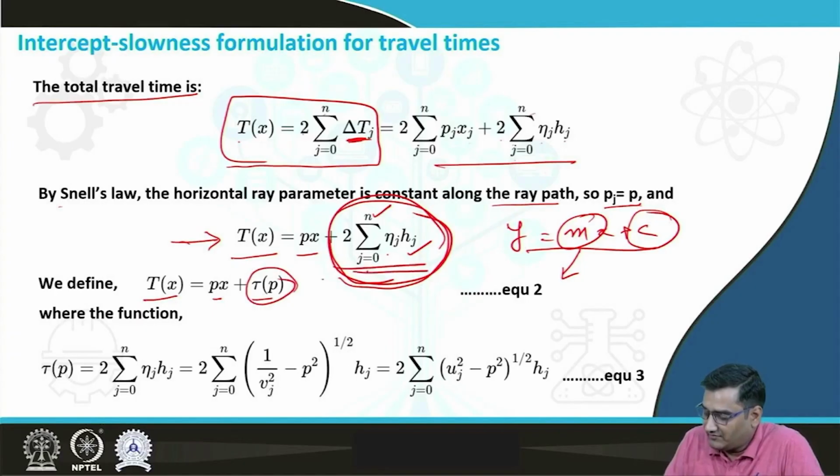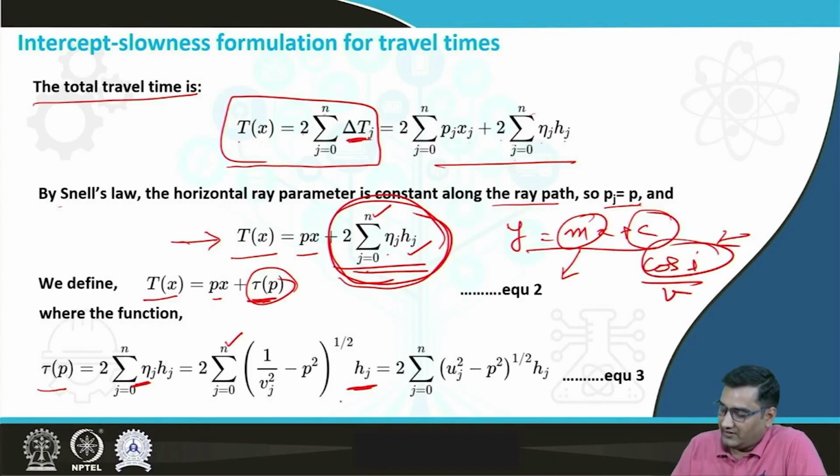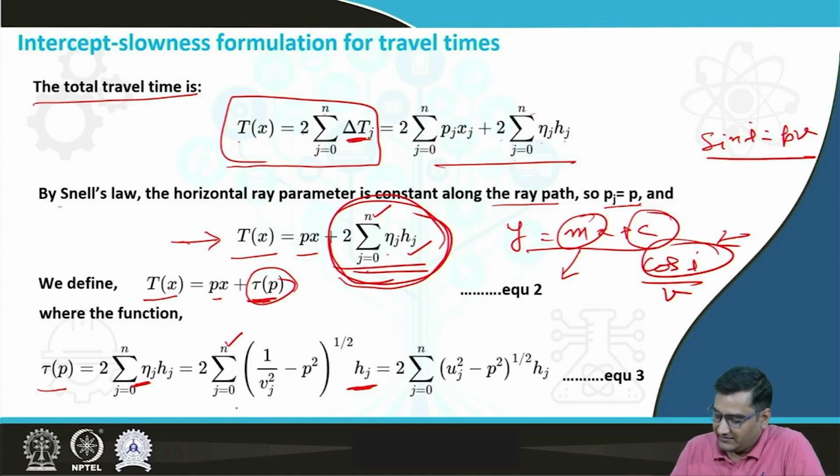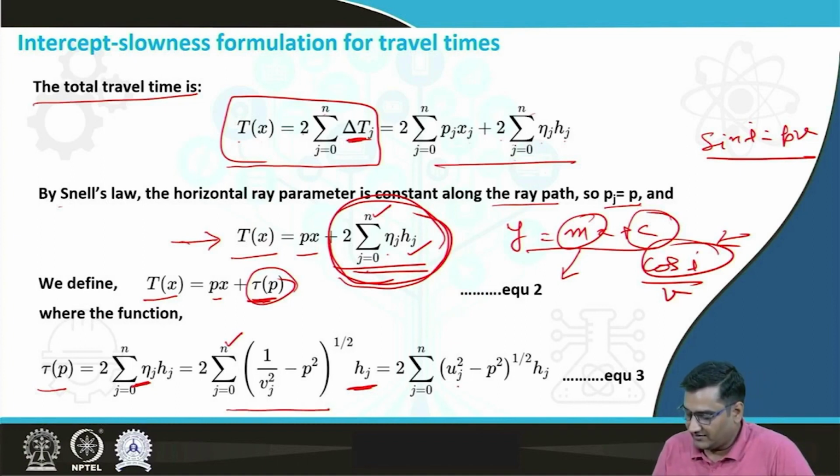So this particular intercept time we have represented by tau as a function of ray parameter, where tau p is 2 summation over j is equal to 0 to n neta j hj, that can further be written as 2 summation over j is equal to 0 to n the square root of 1 by vj square minus p square, times hj. Since we can write this neta j as cos I by v, and cos I can be written using sin I is equal to pv, if you replace it with that term, then it will become something like this. And then further in terms of the slowness and the ray parameter, it can be written something like this. So this is your equation 3 and this is your equation 2.